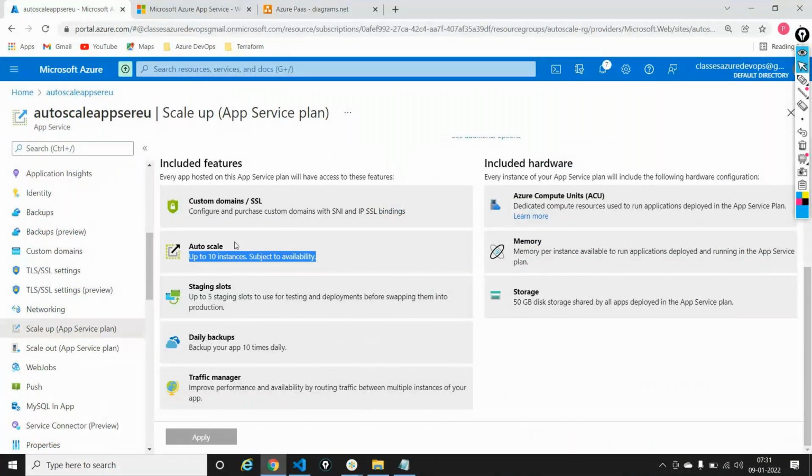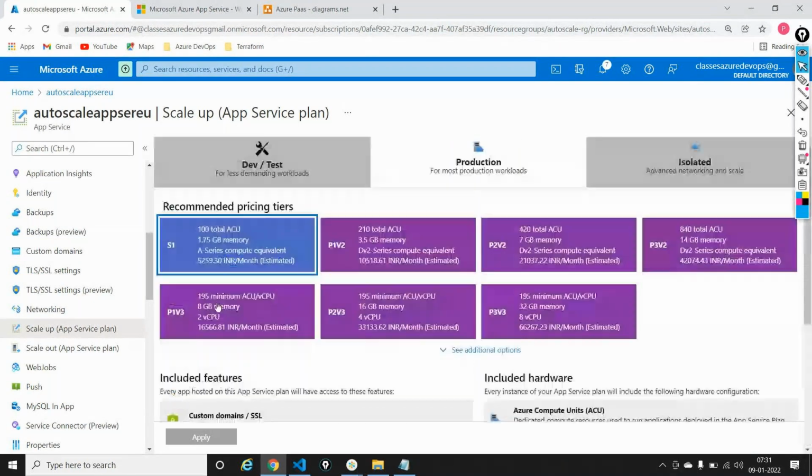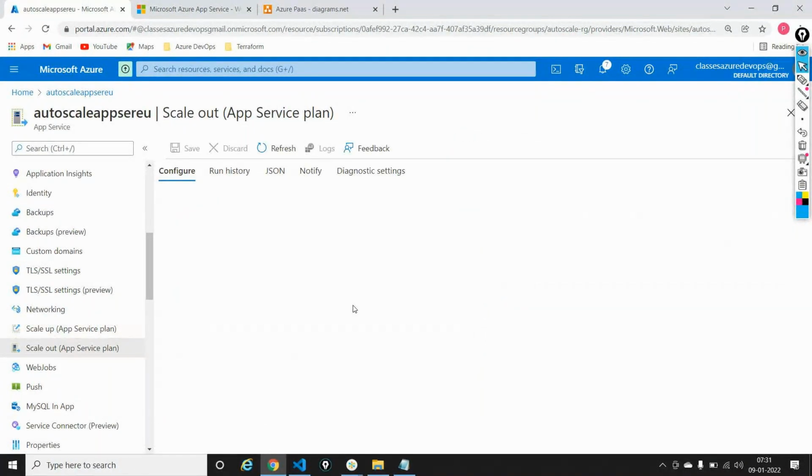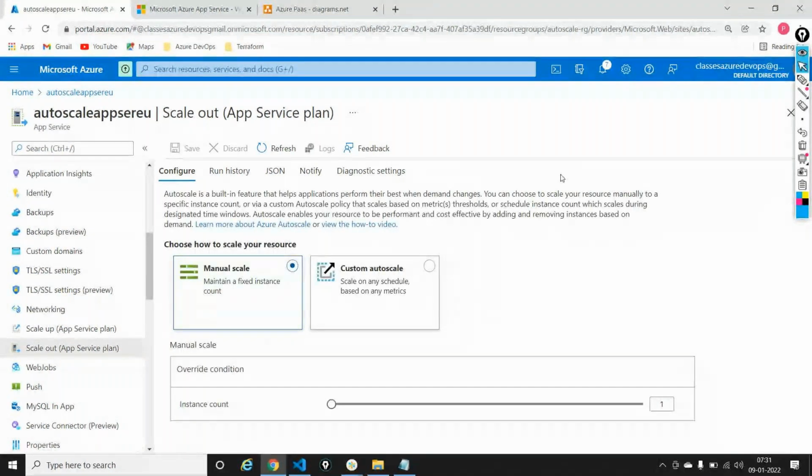So I now scale my application up to a plan called S1. I am now able to see that there is something called autoscaling, and I can go up to 10 instances here. So I'll say scale out. And now I'm able to see an option called custom autoscale, and it says scale on any schedule based on metrics. So what does this really mean?